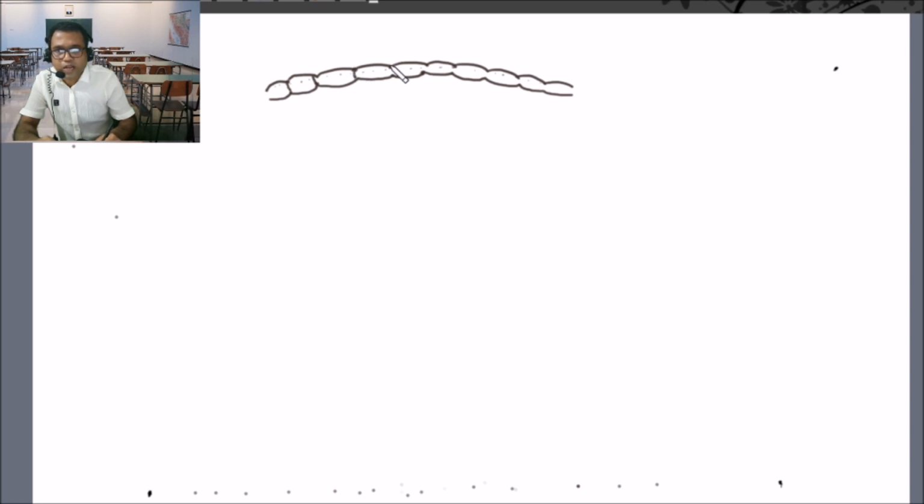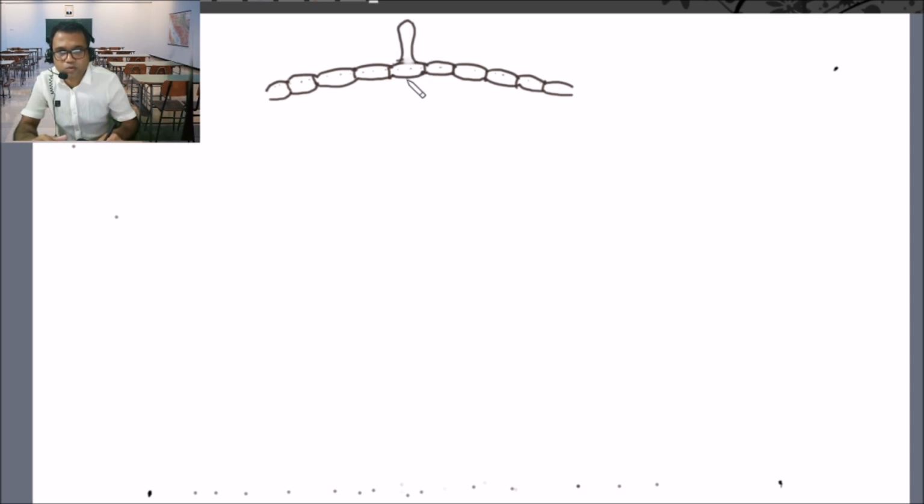This line is known as separation disc. We have to draw in this portion a root hair here. We know that the root hair is unicellular. This one is the root hair.